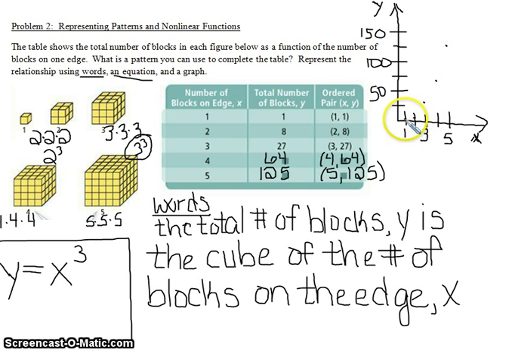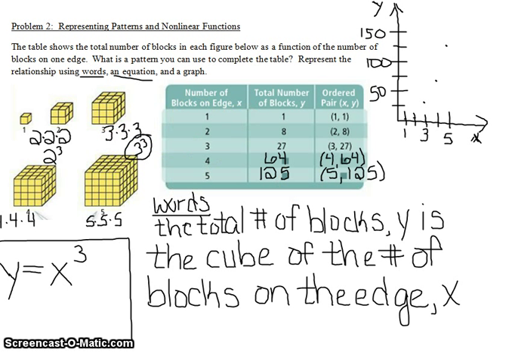Now, you could try to make this into a line, but it clearly curves up, and it's increasing very, very quickly. We're not going to connect these dots because that would indicate that I could have 1.5 blocks, and I'm not going to have half a block. So these dots just increase very quickly in a non-linear manner, and so there is your words, your equation, and your graph for this nonlinear representation.